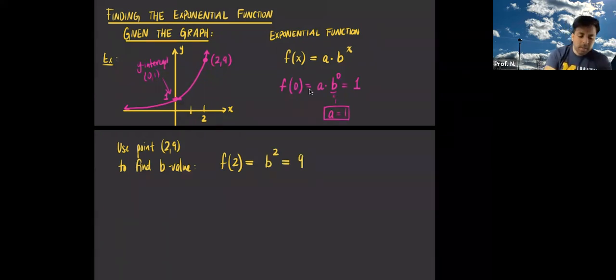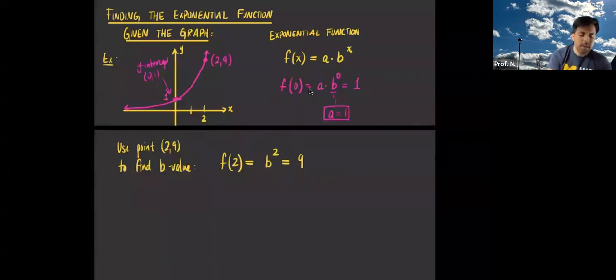So remember, this escapes a lot of students for some reason. When they give you a point, they're really telling you that if the input is 2, the output is 9. So if I input 2 into my function, then the result has to be 9. And this is that intermediate step that's very important. The function has this form, a times b to the x. A is 1 already. I'm trying to find what b is. So when I plug in 2, I get b squared equals 9.